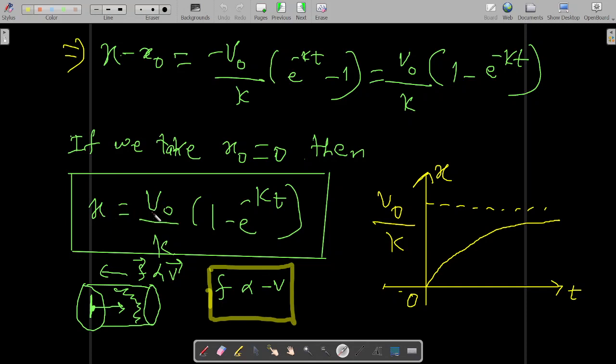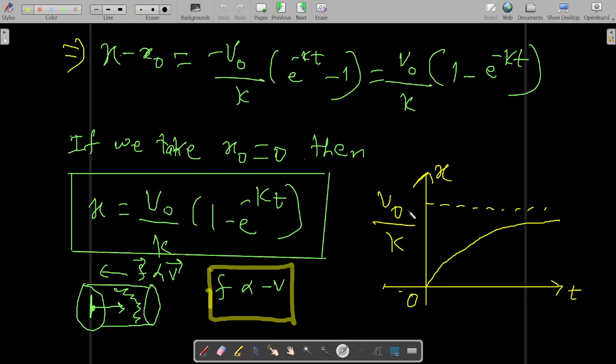Then x equals v naught by k, 1 minus e to the power minus kt. What will happen? 1 minus something. So when t approaches infinity, e to the power minus infinity will come. At that particular point when t is approaching infinity, this term will be e to the power minus infinity. E to the power minus infinity is 0, so this term will vanish and you will get x equal to v naught by k.